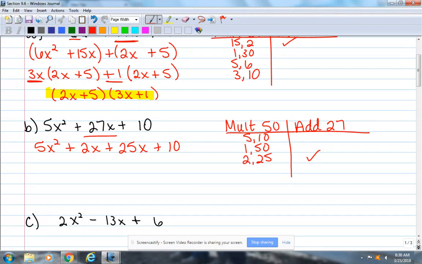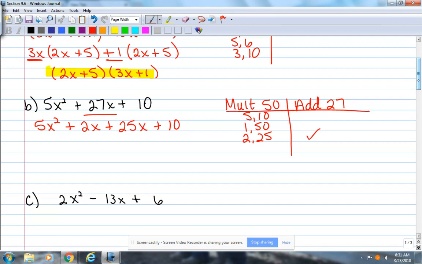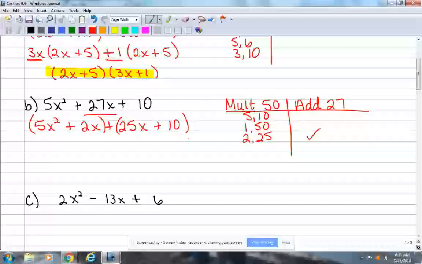And now how many terms do I have? 4. And how do we factor with 4 terms? Factor by grouping. So I'm doing mine this way. Some of y'all swap the 25 and the 2, so your GCF and stuff will be a little different, but it should come out to be the same at the end.